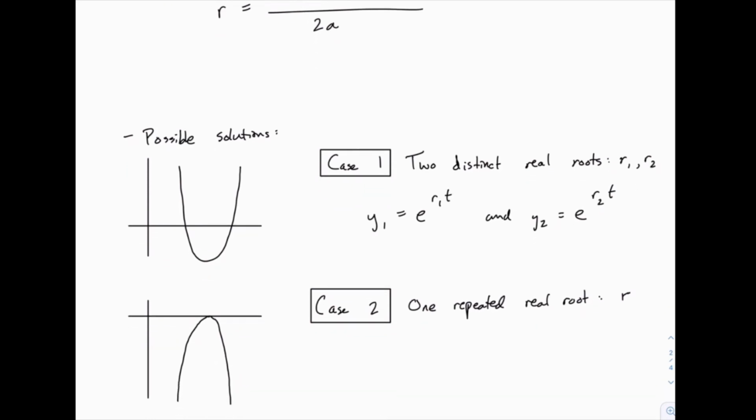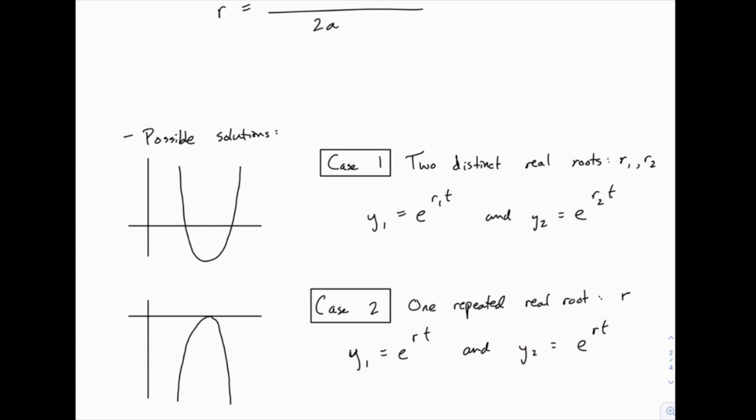In that case, this is where we need to think back to the concept of linearly independent solutions. Because if we said y1 equals e to the rt and y2 equals e to the rt, those two solutions are not linearly independent. One is a constant multiple of the other in a trivial sense because they are identical. So we can't have the two solutions be the same because that breaks that concept of linearly independent.